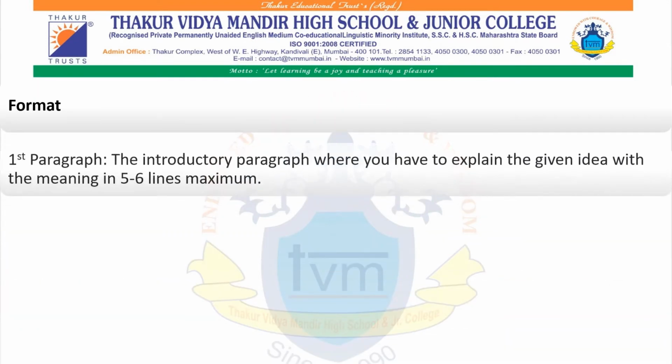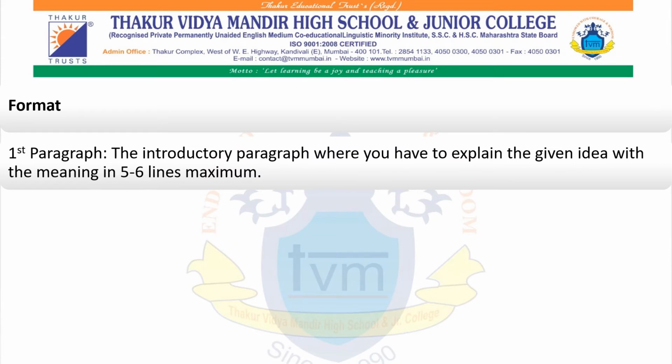Format. First paragraph, the introductory paragraph, where we have to explain the given idea with the meaning in 5 to 6 lines maximum. And just now we have seen how it can be done. That is, we can write the meaning, we can paraphrase, we can make use of other proverbs or thoughts with the same meaning. So this is what we have to do in the first paragraph of the expansion.